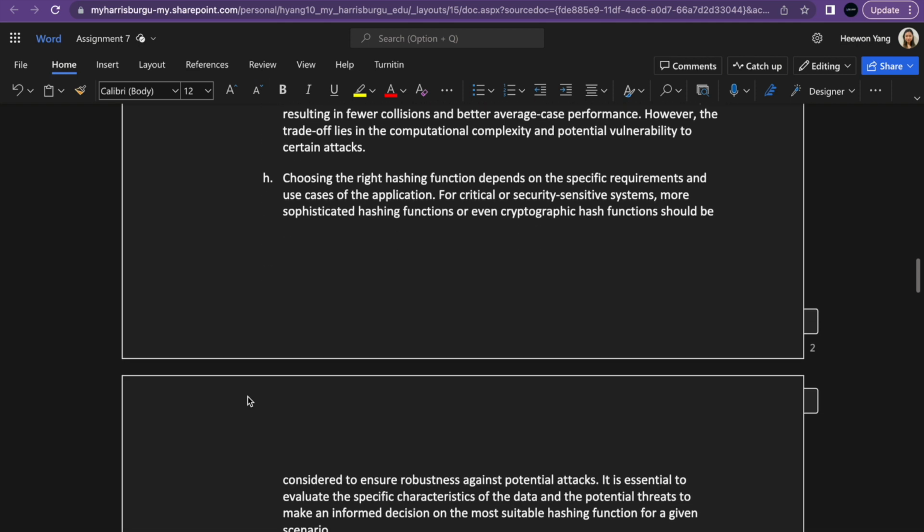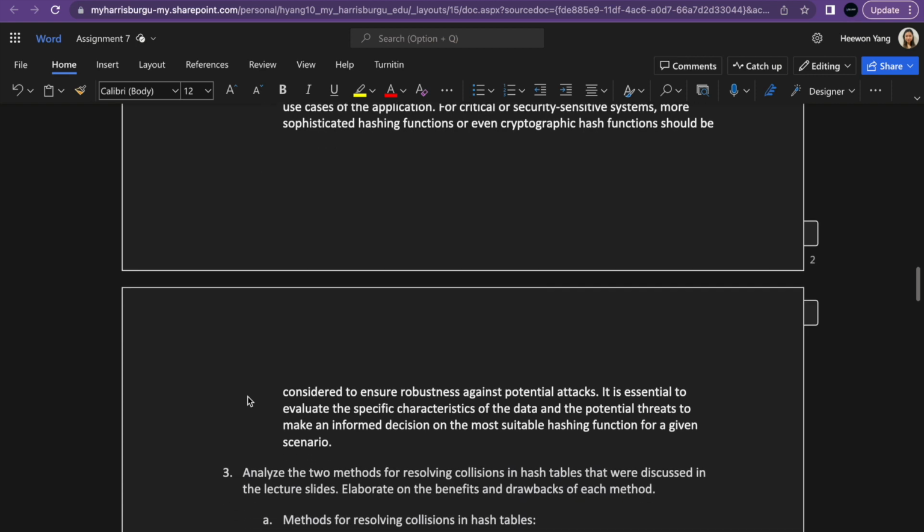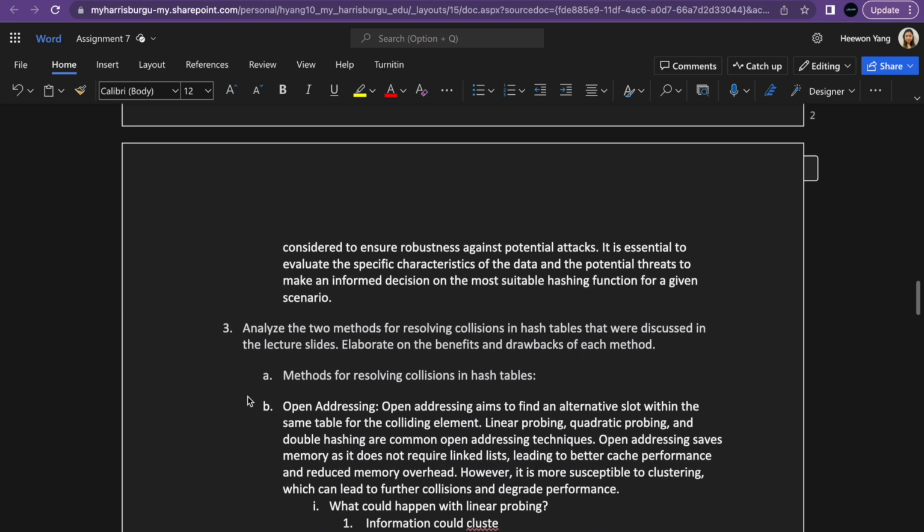Choosing the right hashing function depends on the specific requirements and use cases of the application. For critical and security sensitive systems, more sophisticated hashing functions, such as cryptographic hash functions, should be considered to ensure robustness against potential attacks. It is essential to evaluate the specific characteristics of the data and potential threats to make an informed decision on the most suitable hashing function for a given scenario.